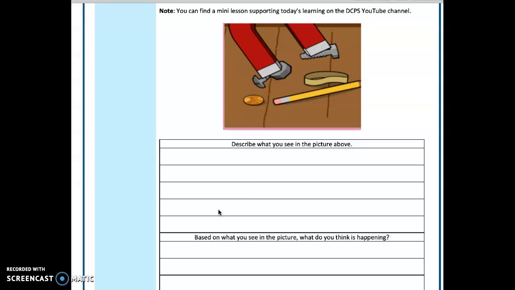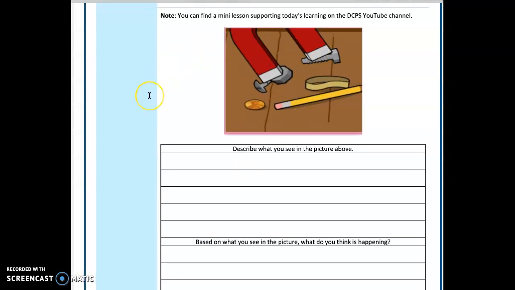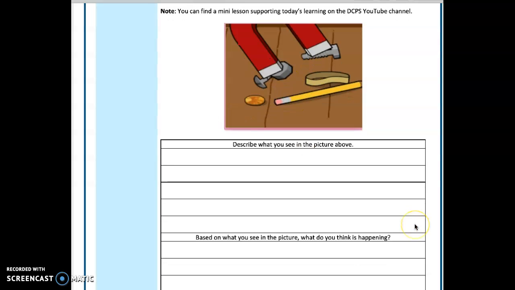Can you describe what you see in this picture? Yeah, the magnet is attracting items that are made out of metal. Based on what you see in the picture, what do you think is happening? Did you say that the North Pole and South Pole of the magnet are creating a magnetic field that is attracting objects made out of metal? If you did, you're absolutely correct.